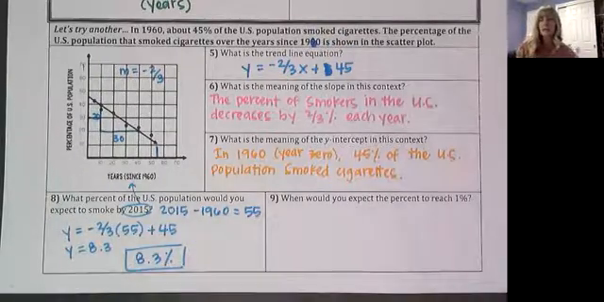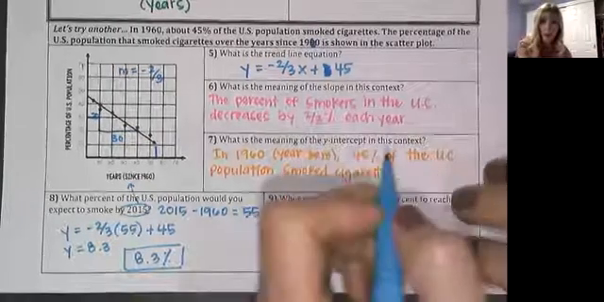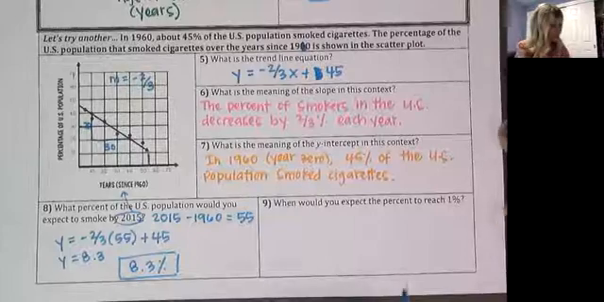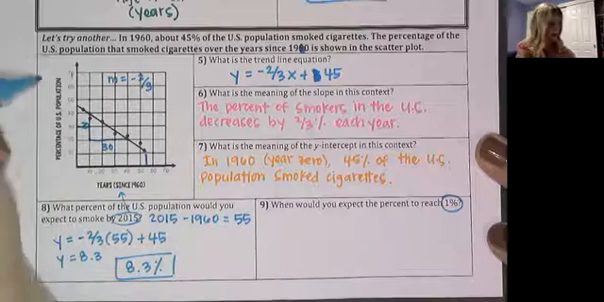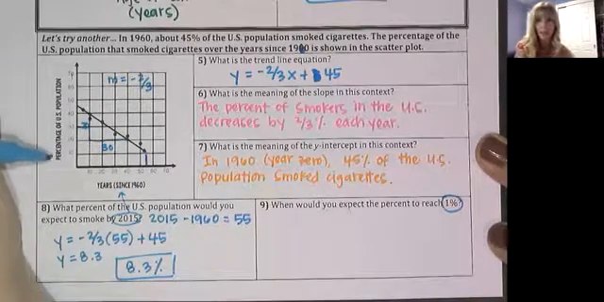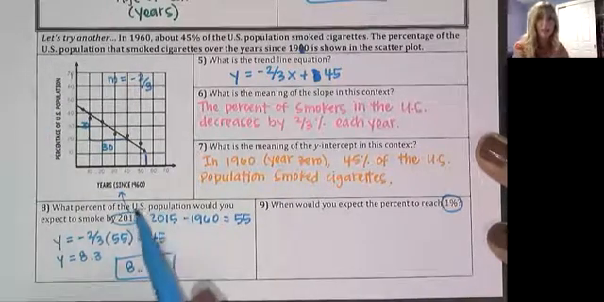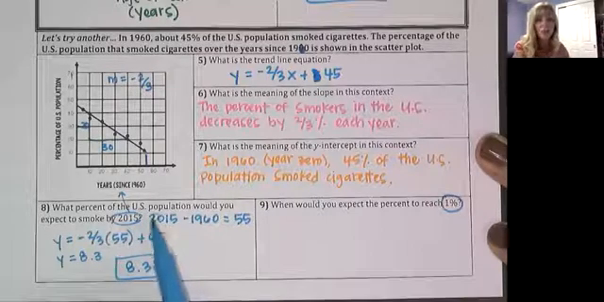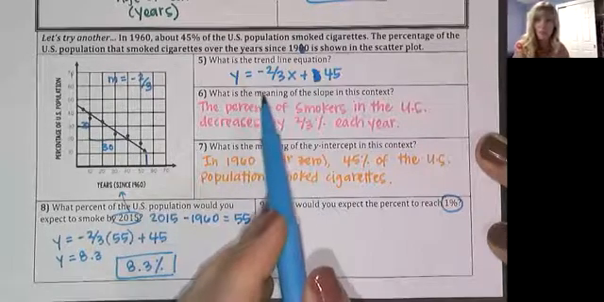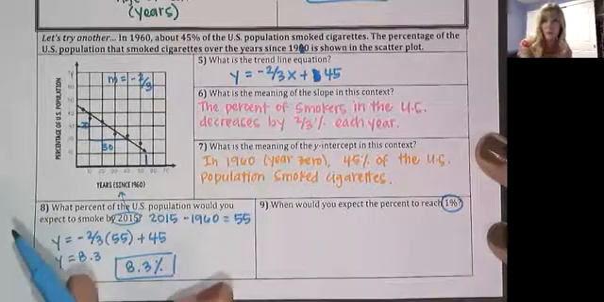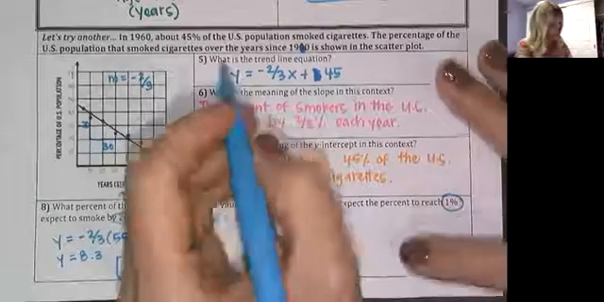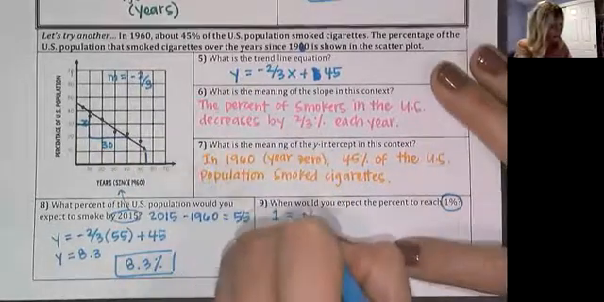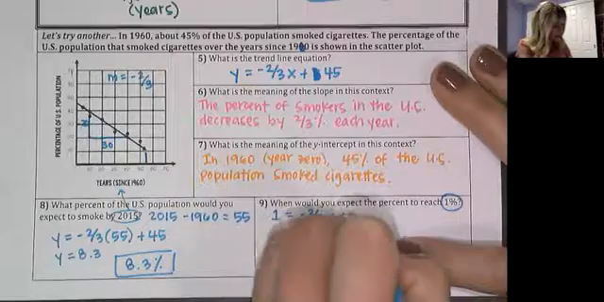Look at number 9, because this is where things get a little bit trickier. What if they ask it this way? When would you expect the percent to reach 1%? They're giving me a percent now, a y value, and asking me to predict the year, which is an x value. I can absolutely use my equation for this. I just have to plug it in for the correct variable. So if this is a percent, I'm going to plug it in for y. Here I go. 1 equals negative 2/3 x plus 45.